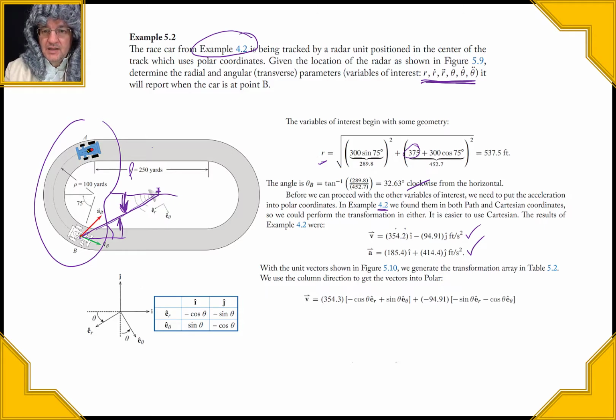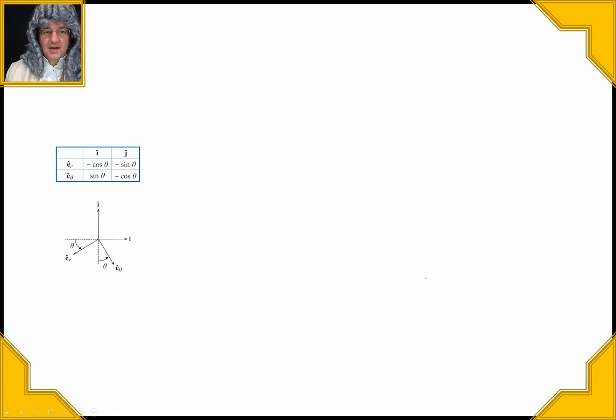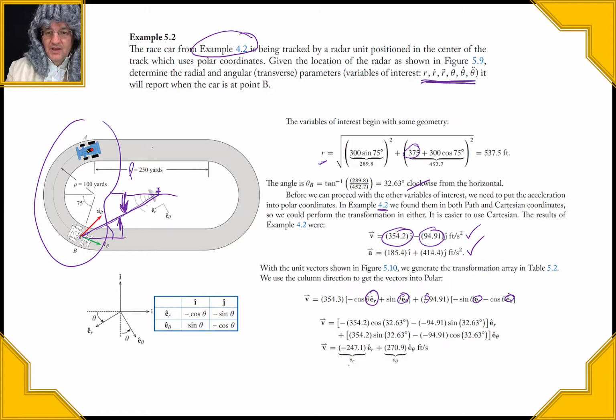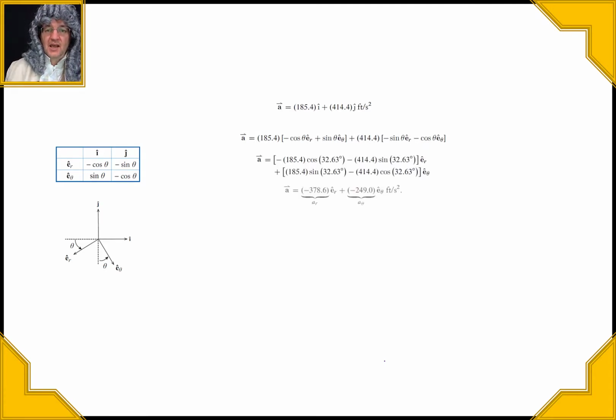But anyway, we take this one in the i, and we turn it into r's and thetas. Take this in the j, and make sure we get the signs correct, and turn it into r's and thetas. And so now we have the r component, v_r, and the v theta component right here. And then we do the same thing with the acceleration, once again using the coordinate transformation, and we have a_r and a theta. Now we can get the variables of interest.